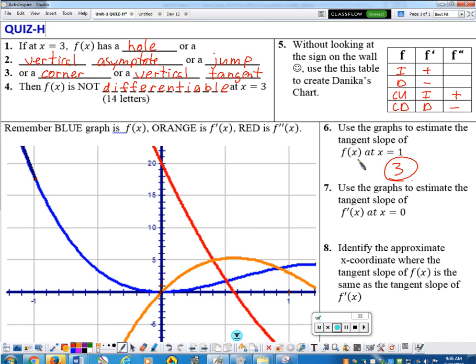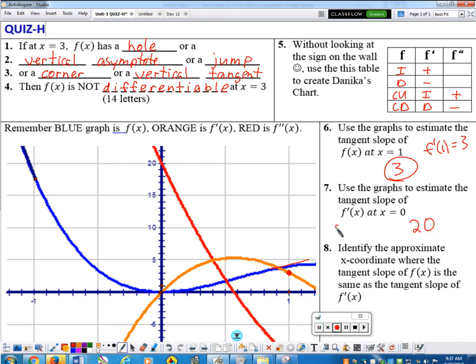So I'm trying to find the tangent slope of F at x equal 1. So I'm trying to find this slope right there. The graph of F prime, the y coordinate on F prime at x equal 1. So because F prime of 1 is equal to 3, yes, this tangent slope of F at 1 is 3 as well. Question. Perfect. Number 7. Let's go here, Ethan.